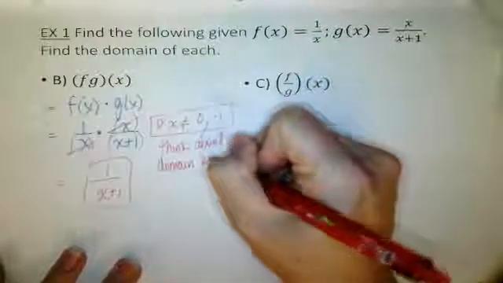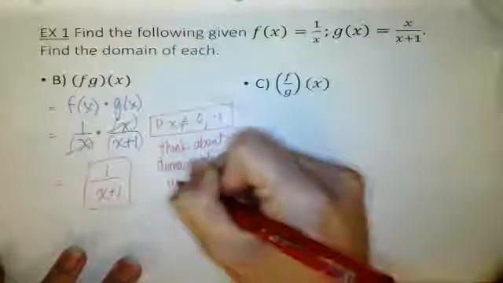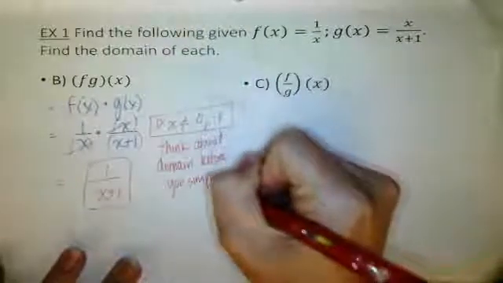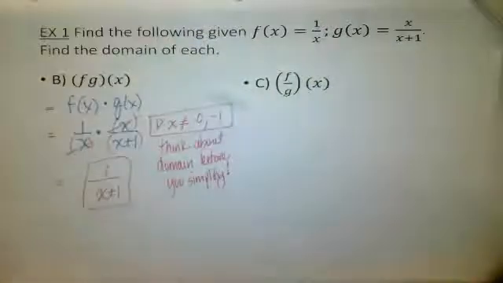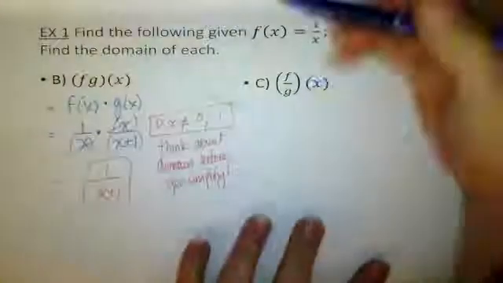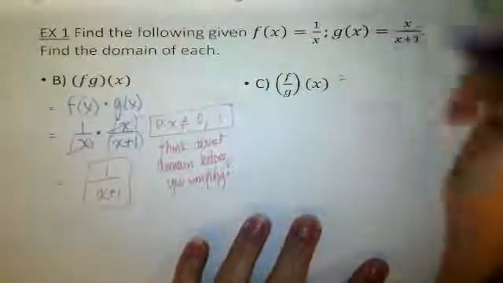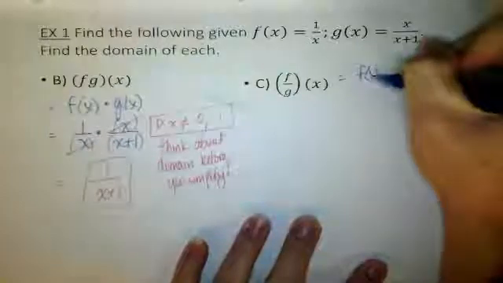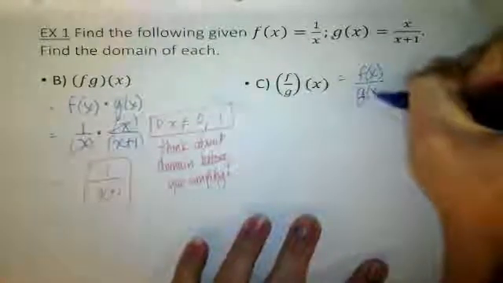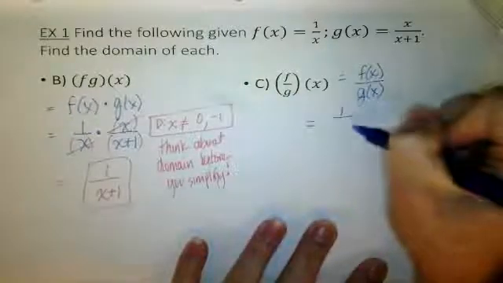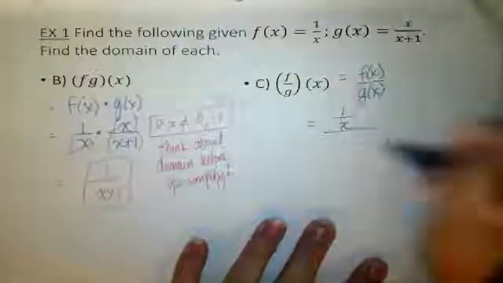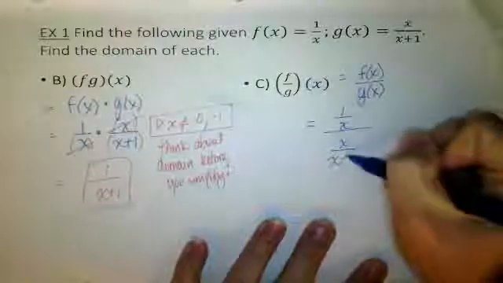Think about domain before you simplify. All right? Really important. All right, what does f over g of x really mean? F of x divided by g of x. And of course, we can do that. F of x is 1 over x divided by g of x, which is x over x plus 1.